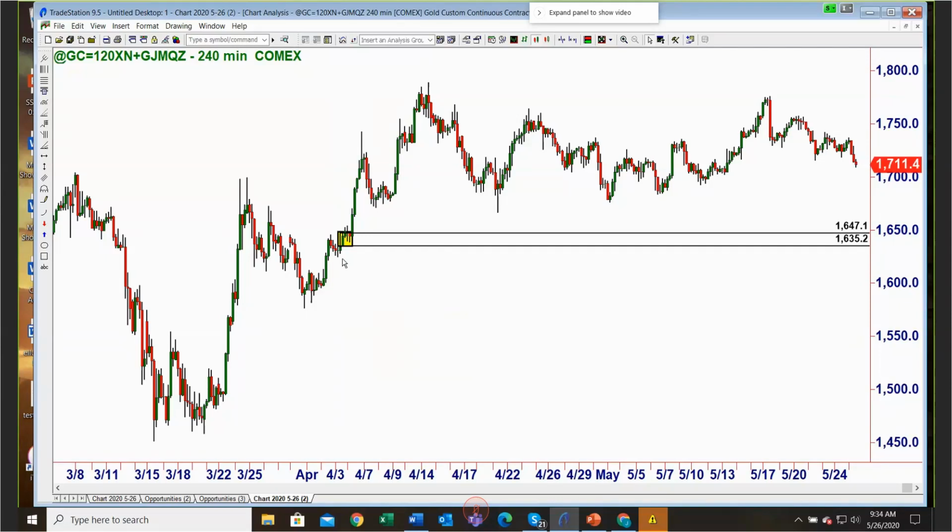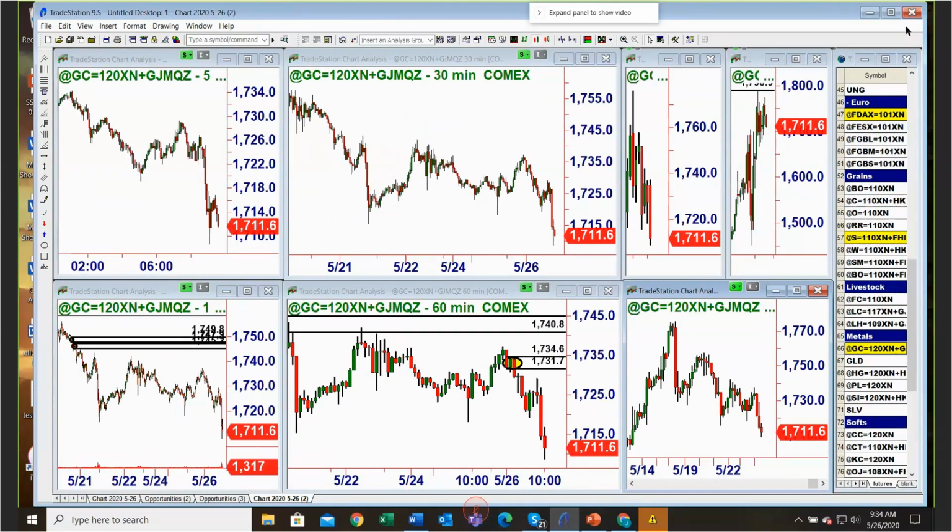Okay. Let's keep going. So we looked at the weekly, we looked at the 4 hour. Let's now go down and look at the 60-minute chart.